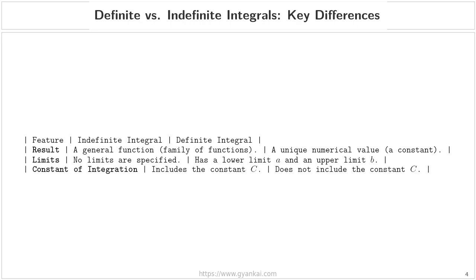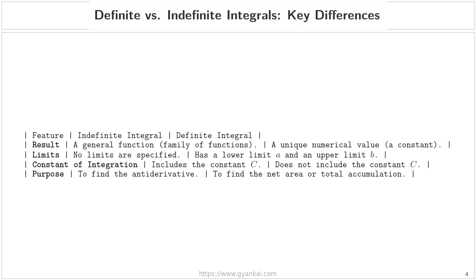Moving on to the constant of integration. As we just mentioned, the indefinite integral always includes the constant c because of the nature of finding antiderivatives. However, and this is crucial, the definite integral does not include the constant c. Why? Because when we evaluate the definite integral, that is, when we find the difference in the antiderivative at the upper and lower limits, the c terms actually cancel each other out.